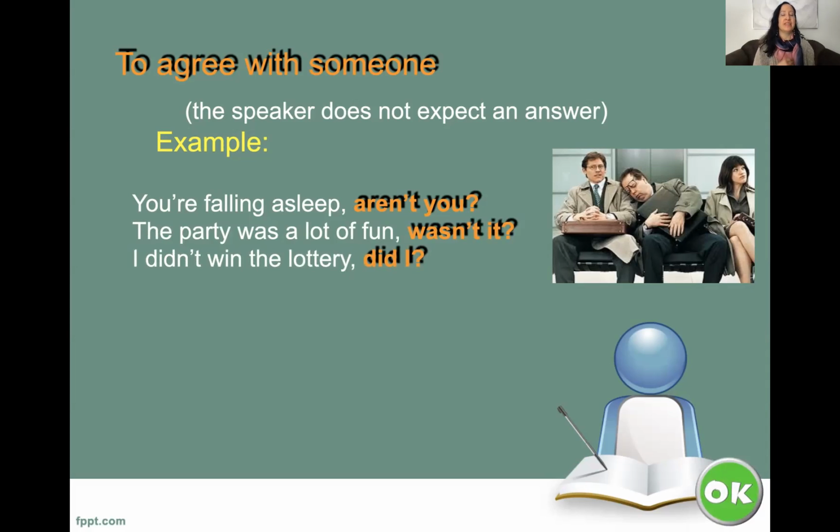Now you notice my intonation on the negative question tags goes down. But meanwhile, when I said, I didn't win the lottery, did I? Did I is a positive question tag, and our intonation goes up. That means the volume of our voice goes up when it's a positive question tag.